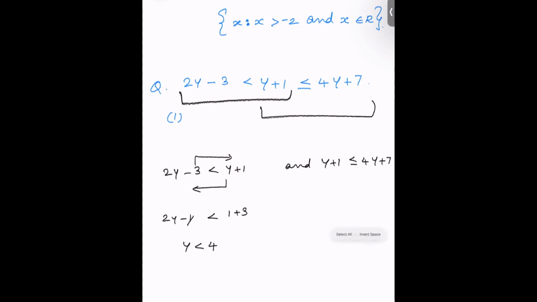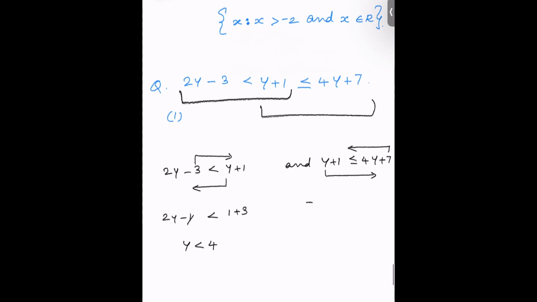So y I am taking to this side, 7 I am bringing to this side. So I am getting minus 7 plus 1 less than or equal to 4y minus y. This is minus 6 less than or equal to 3y. Divide by 3, I get minus 2 less than or equal to y. Okay, by the way, I can connect it using and.